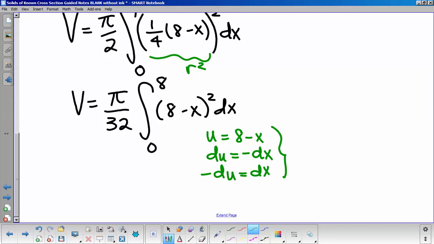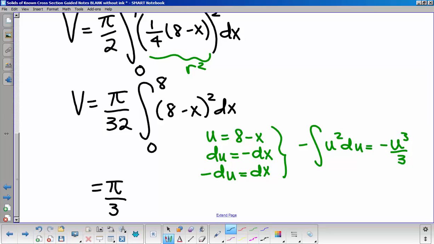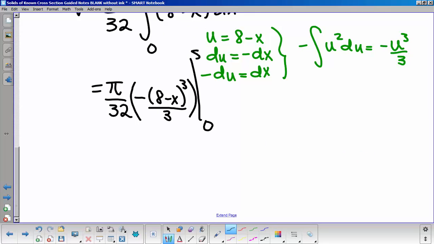So if I were to use u sub, it would be negative the integral of u squared du. I'm just integrating this piece and I'm going to bring it back. Which would be what? Negative u cubed over 3. All right, so then I'm going to go back to my integral and use that information and go pi over 32 times, what is u? Negative (8 minus x) cubed over 3, evaluated between 0 and 8.